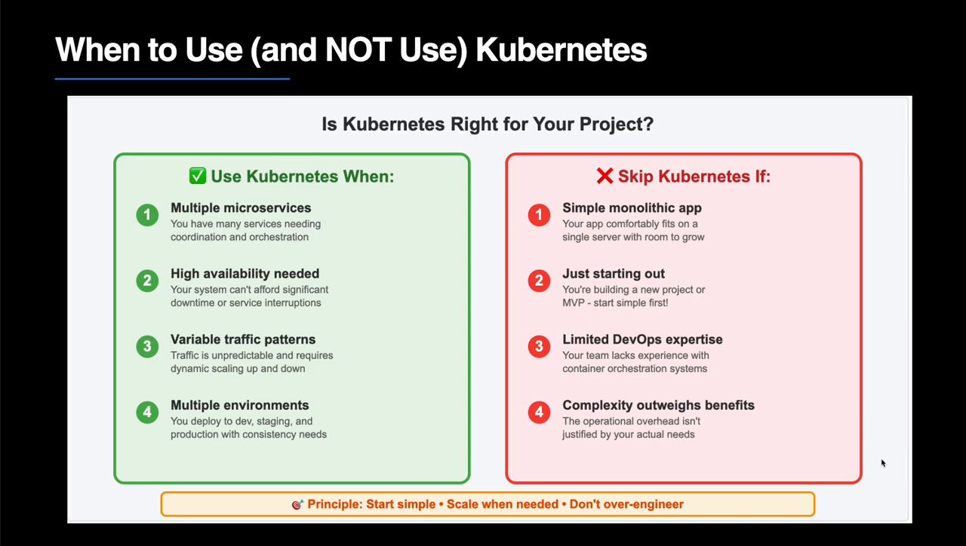However, you can skip Kubernetes if you have a simple monolithic app on one server. If you are just starting a new project and want to keep things simple, you can add complexity at a later point in your project. Also skip it if your team lacks DevOps experience or if the complexity outweighs the benefits you are getting from Kubernetes. So remember, start simple and scale when needed. Don't over-engineer. A well designed monolith on one server often beats a poorly orchestrated distributed system.